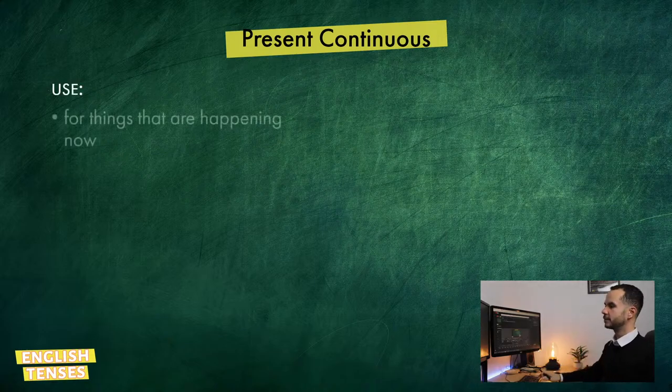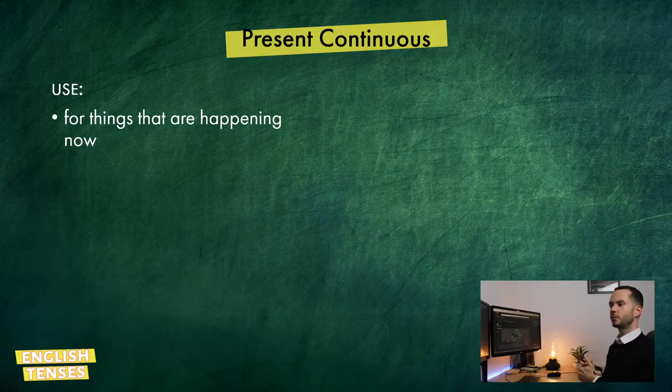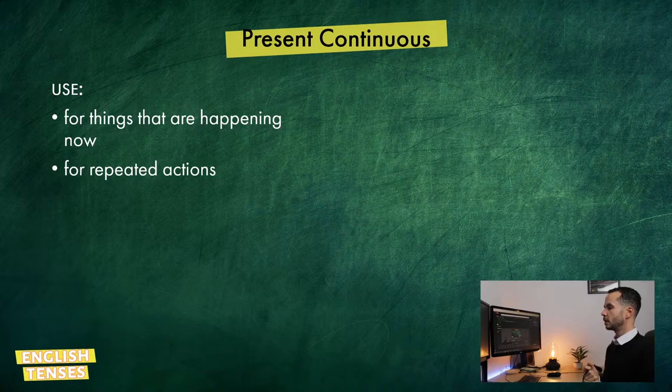We use present continuous for things that are happening now, which means that present continuous usually appears in a context of something that is going on at the moment of speaking. So as we're speaking, something is happening, and that something is the thing that I'm referring to. We can also use present continuous for repeated actions, which we'll look at in a second.